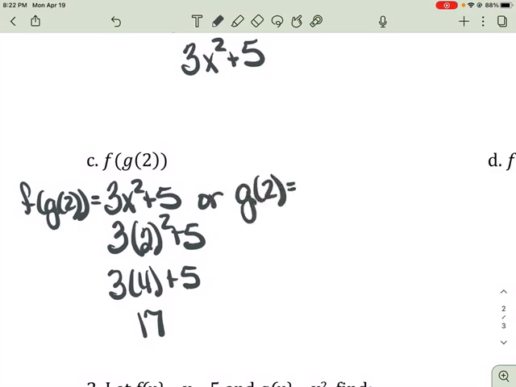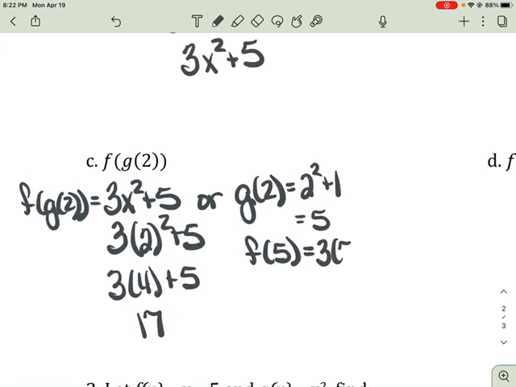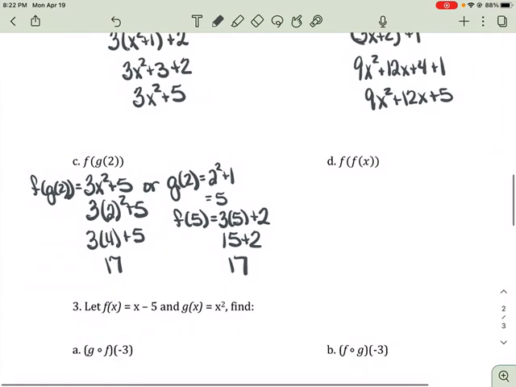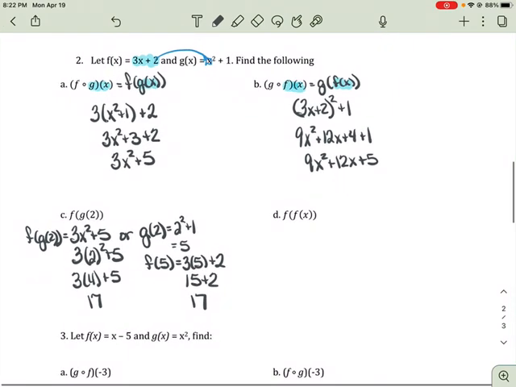Or I can find g of 2. So that's x squared plus 1. So that's 2 squared plus 1, or 5. And then find f of 5. And I can get, what is it, 3 times 5 plus 5. That's not right. 3x plus 2. I don't know why I said 5. So that's going to be 15 plus 2, or 17. You get the same answer, it's just which one's going to make more sense to you.